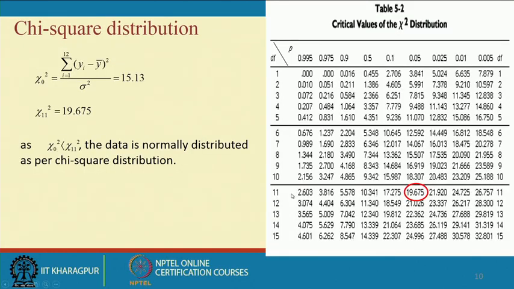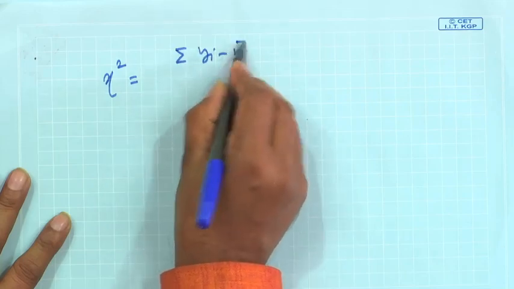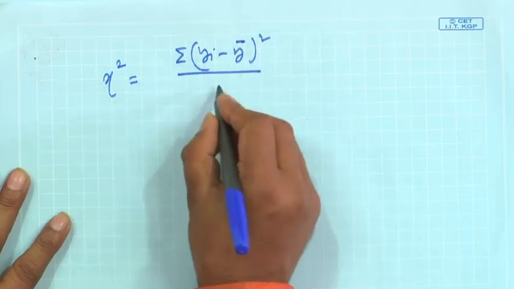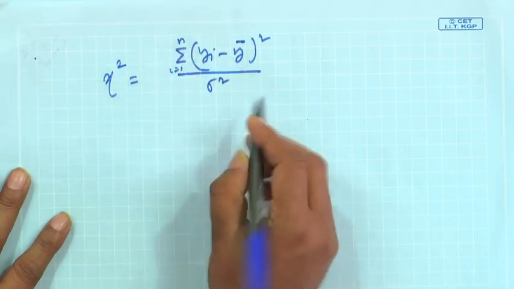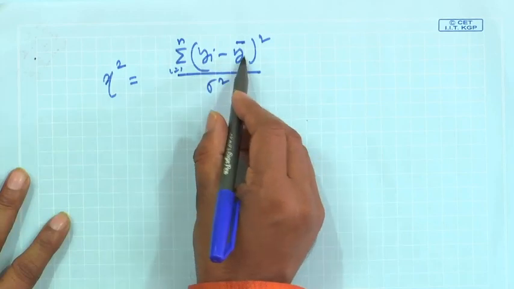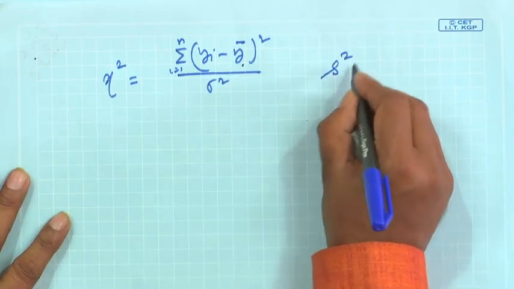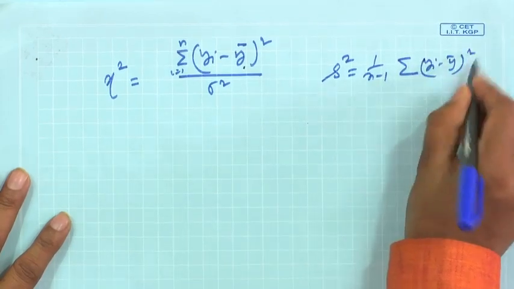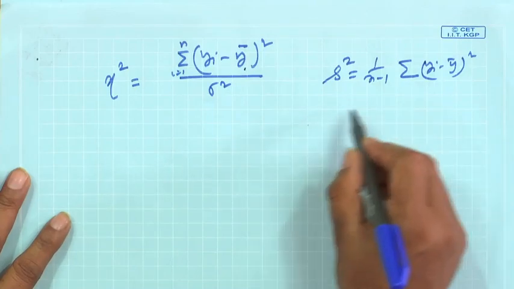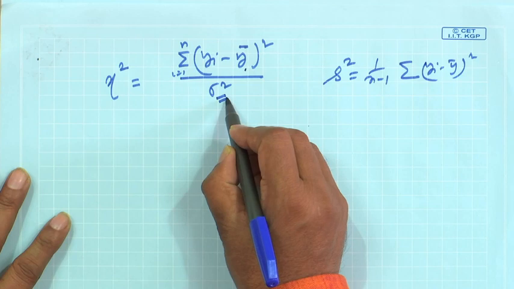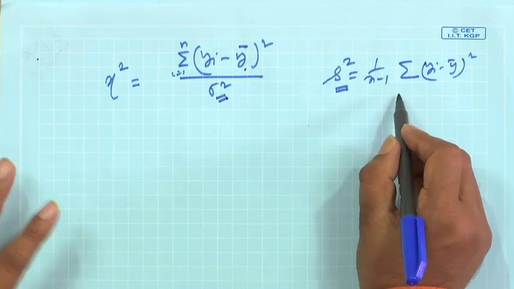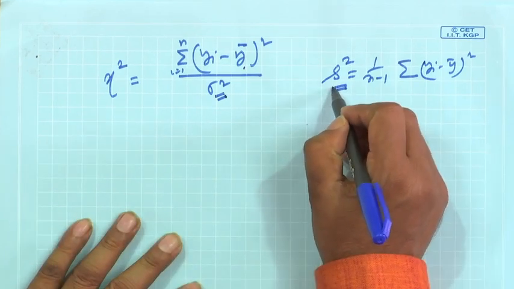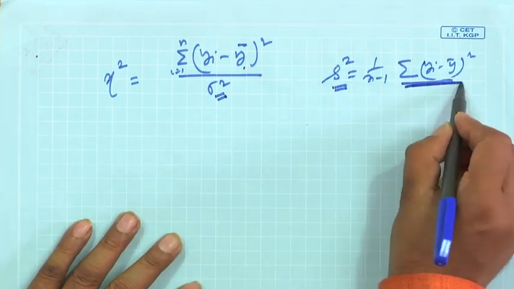So, now see the quantity. What is the quantity we are using here for chi square? We are using the quantity sum of y i minus y bar square divided by sigma square, i equal to 1 to n. If you go to the formula for S square, you will find this is 1 by n minus 1 times the sum of y i minus y bar square. So if you divide by sigma square, this is basically the sample variance S square. This quantity is very important here.